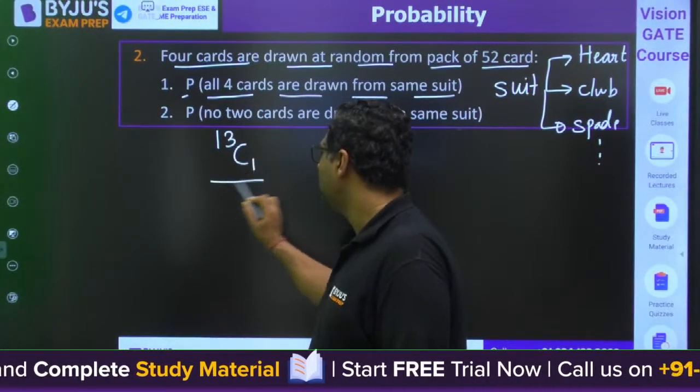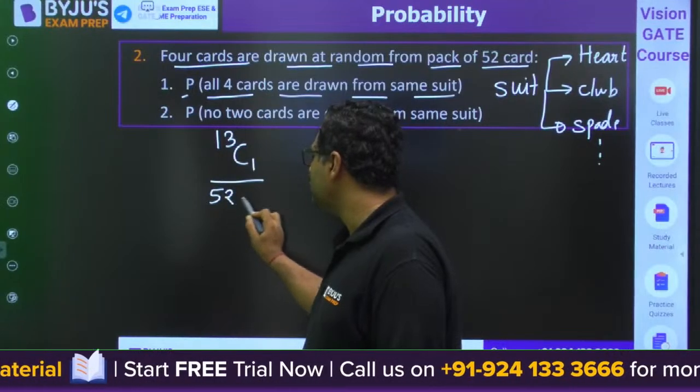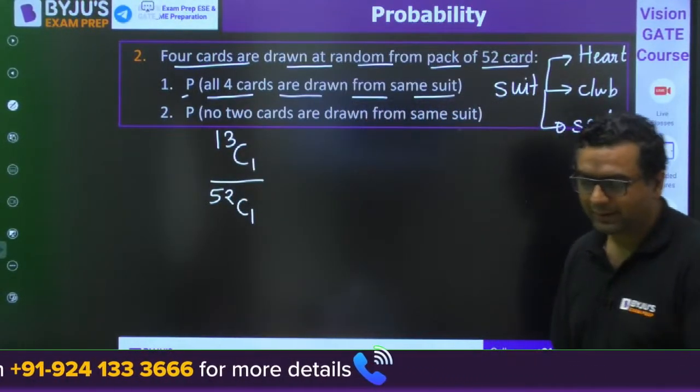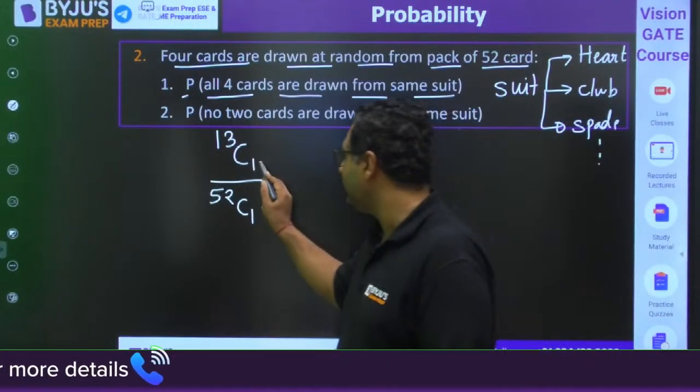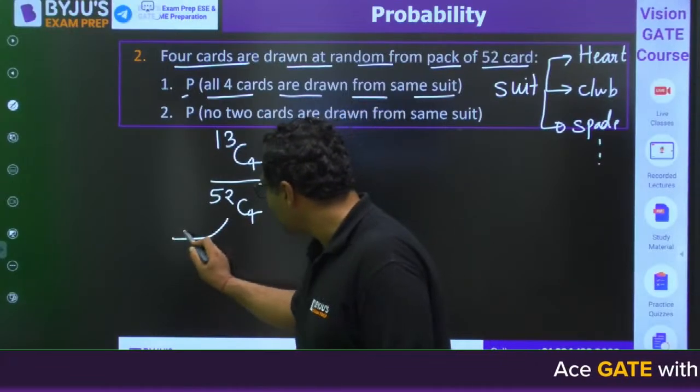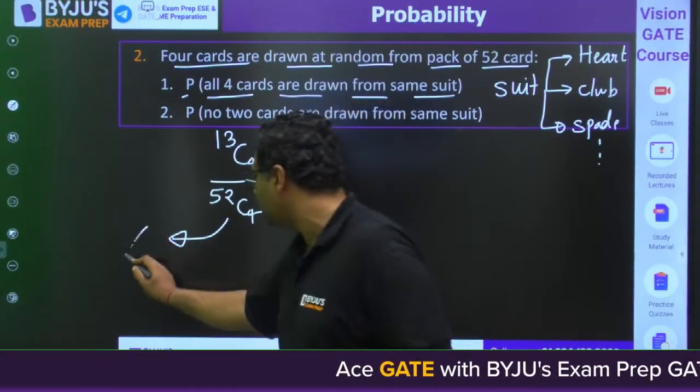13C1 by 52C1. Okay, is it clear? 13C4 by 52C4. This is the probability that we are taking all the 4 cards from the heart.